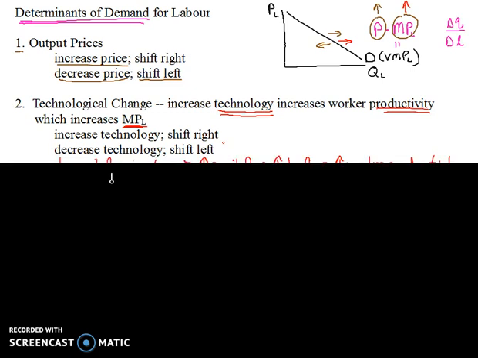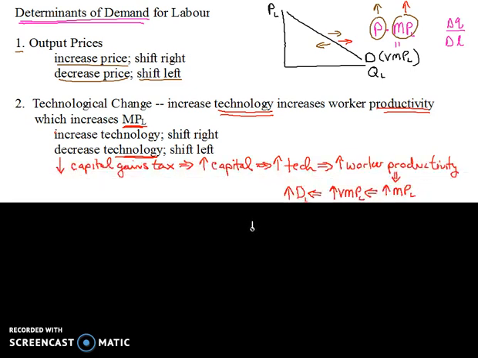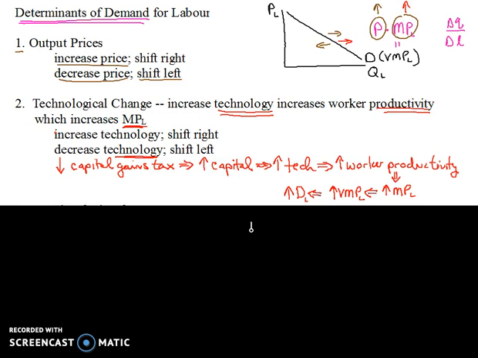If you decrease, sticking to the standard argument, if you decrease technology, then that's going to cause the demand curve to shift to the left. Okay, so that's going to be the opposite of this one. And then that gets into another debatable issue, and I'm going to argue this, but we could debate it. For now, I'm just going to make the argument.